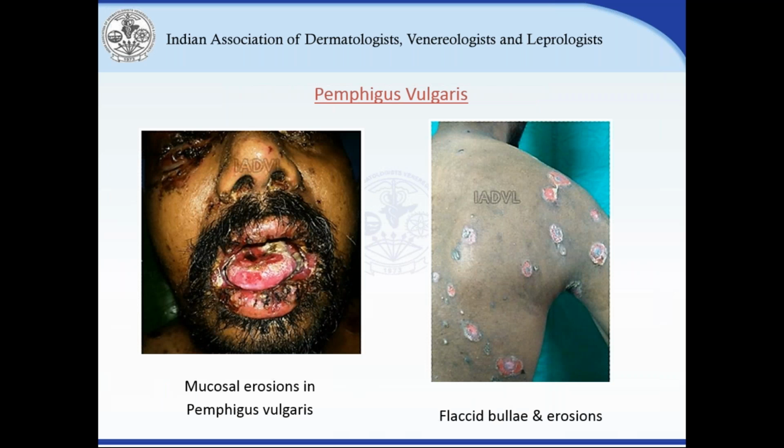So on the left, you have an image that is mucosal erosions of pemphigus vulgaris. You can see the nose is also involved. You can see the eyes are also involved. And on the right, you have flaccid bullae and erosions on the skin. This is actually a very minimal disease. Extensive disease leads to loss of skin from the entire back or body.